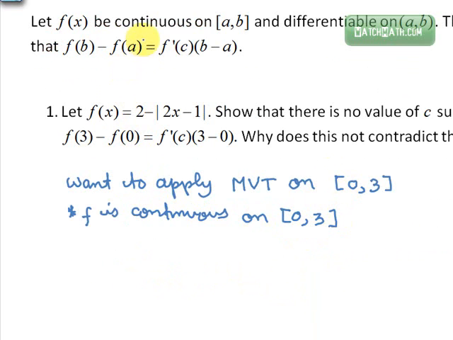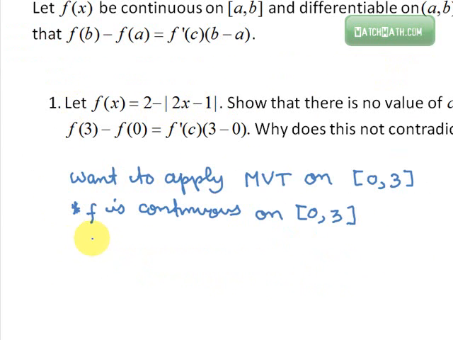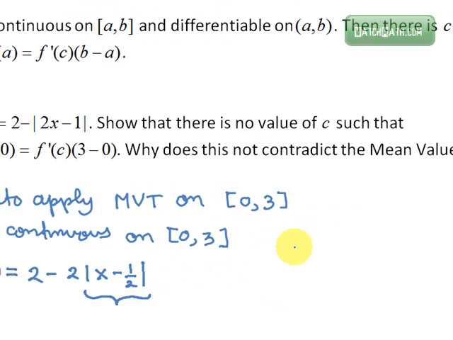Now we need to make sure that this function satisfies the second condition, which is differentiable on the open interval. Is f differentiable on the open interval 0, 3? Let us check. First notice that f of x can be written as 2 minus twice the absolute value of x minus 1/2. So let us look at what kind of function the absolute value of x minus 1/2 is.